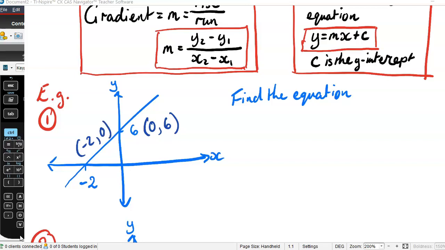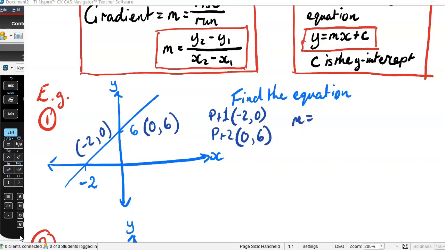Now, I'm in the habit of always having my point 1 being the one with the lowest x value, or the one sort of on the left-hand side if you see the graph. I think it's a nice thing to be consistent in that sense. So I'm going to have point 1 being (-2, 0), and point 2 being (0, 6).